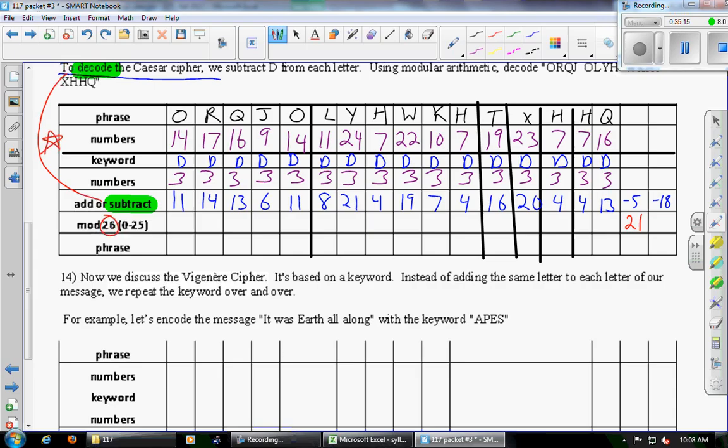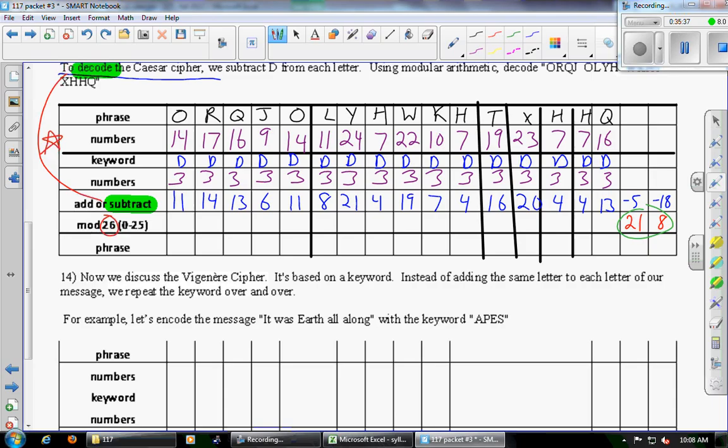Okay, so the only problems that we have are the negative numbers, right? 11 is a perfectly good number. It's in the chart. But negative 5 is not in the chart. So what are you going to do to make it be in the chart? Add what? 26. Add 26. So again, it's a mod 26. That's the thing you are allowed to add or subtract.